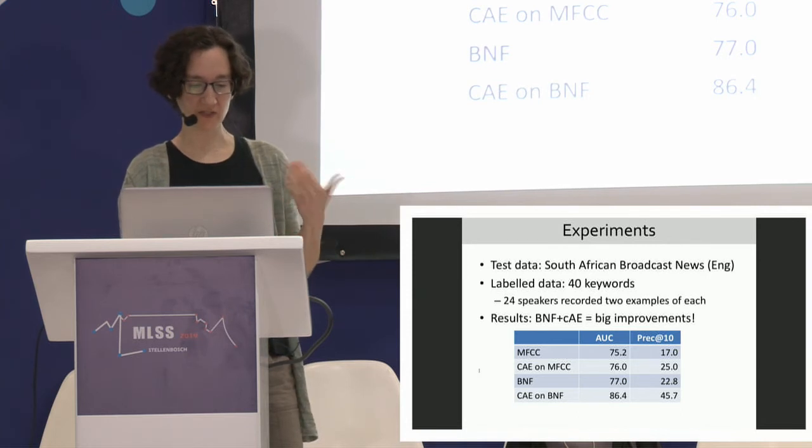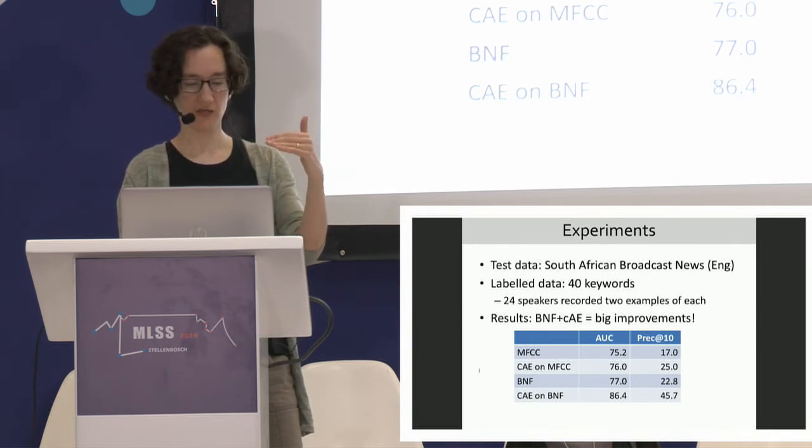What you can see is that as we move from the MFCCs to the correspondence autoencoder, with just that very small amount of training data, we still get a pretty big improvement in the precision and a small improvement in area under the curve.